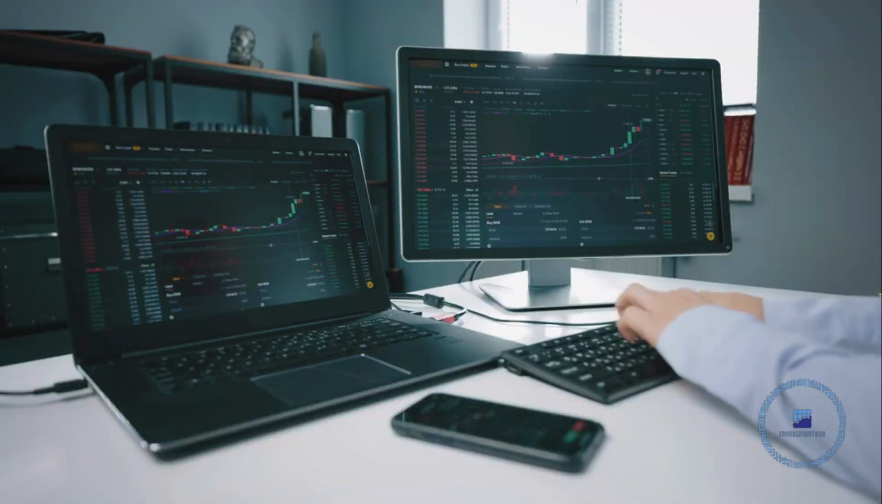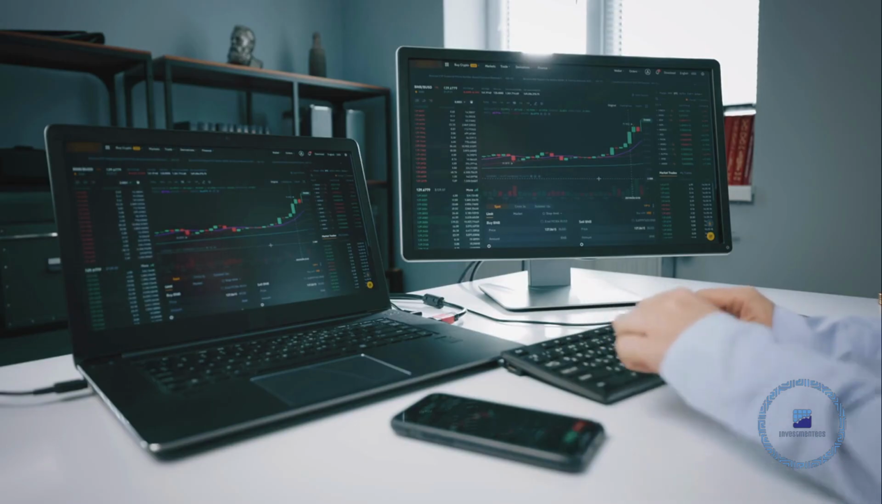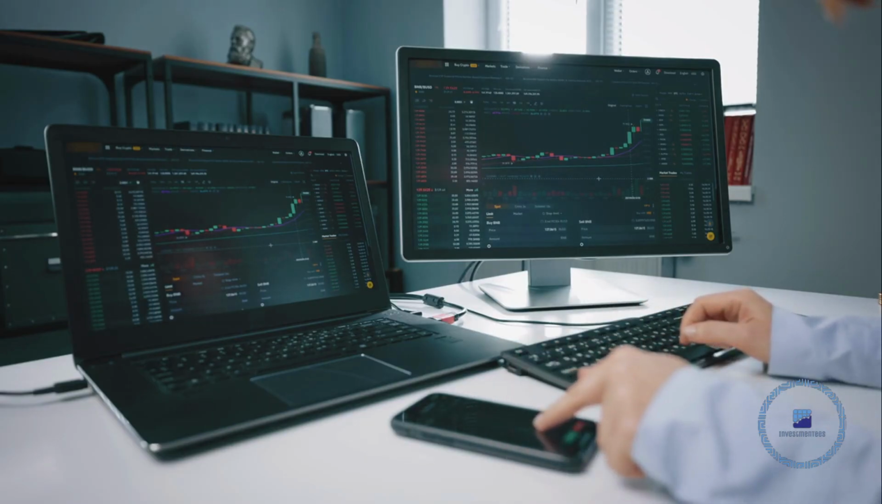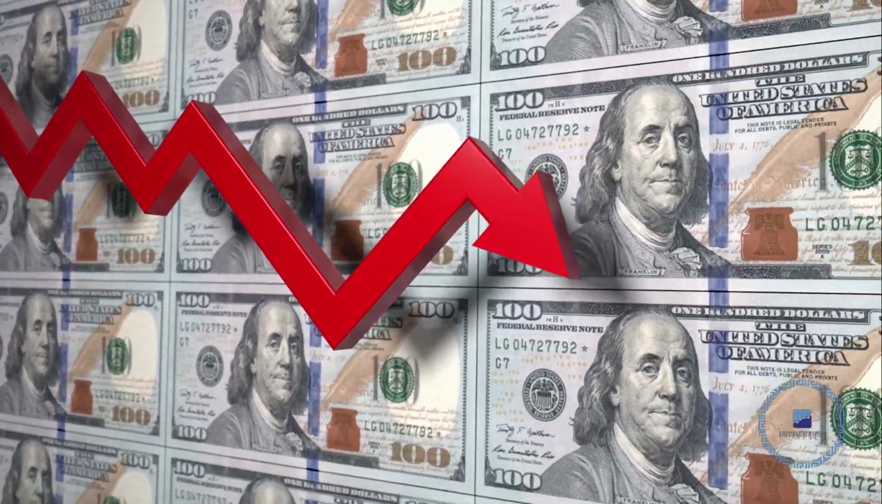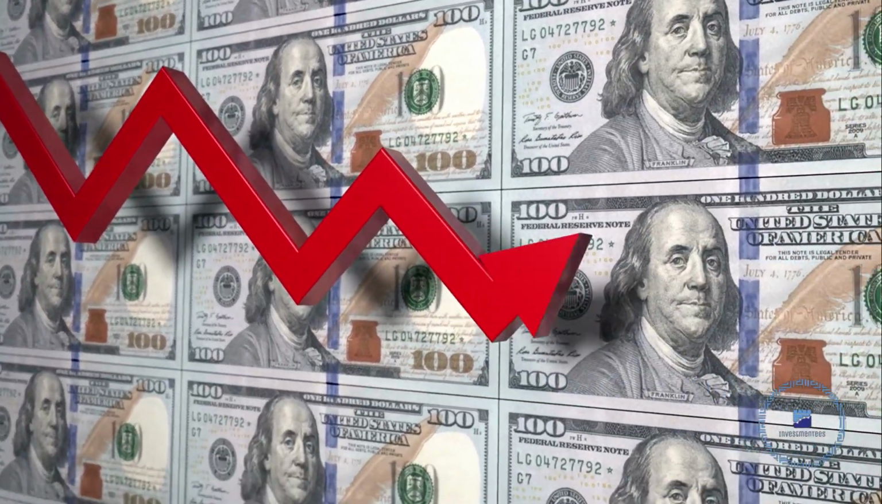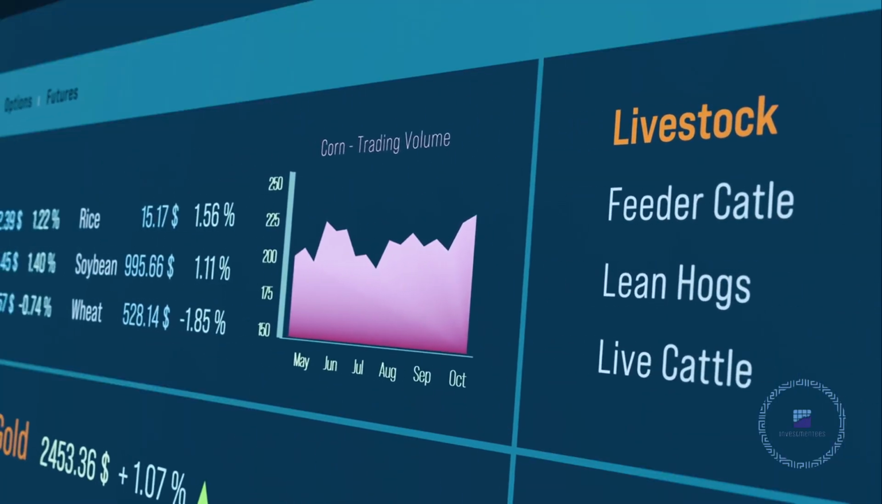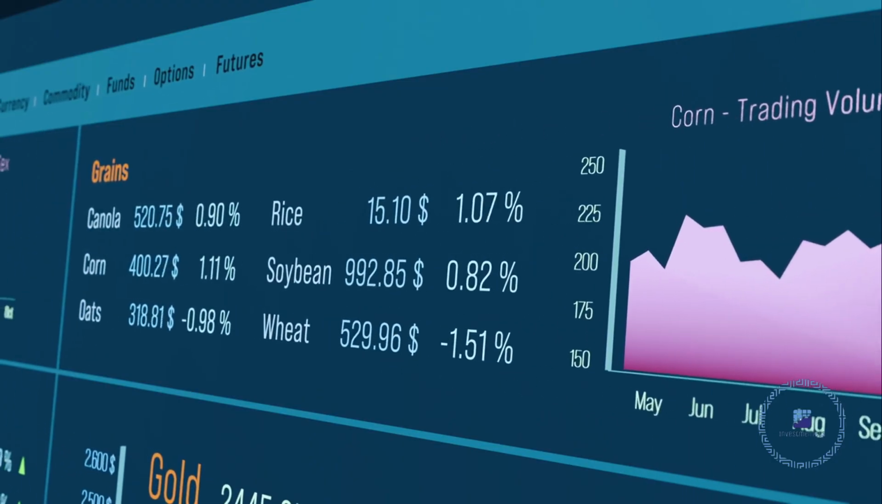For example, if a trader buys corn futures at $6 per bushel and the price rises to $6.10, the gain is $5,000 per contract. A drop to $5.90 results in the same loss. Seasonal trends, such as planting and harvest periods, can create predictable price movements, which traders can exploit strategically.